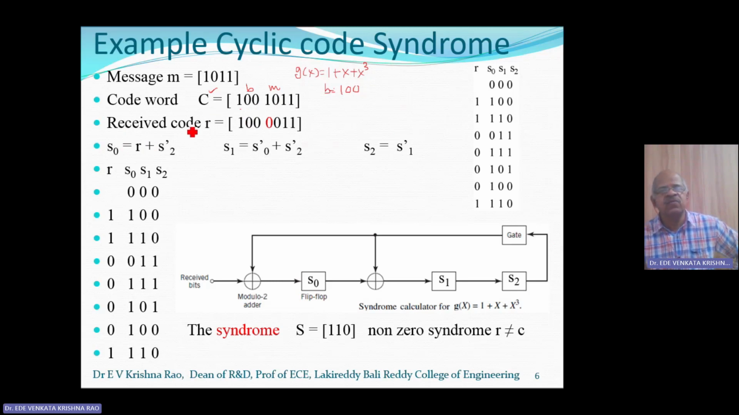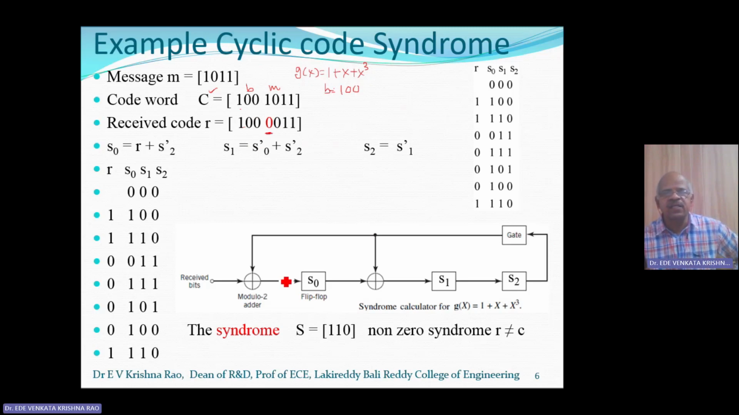We assume the received word is 1000011. We don't know whether this received word is a code word or some other word which is not a code word. So either R equal to C or R not equal to C, we don't know. So this is the error we need to find out. Where is the error and what is the error pattern?